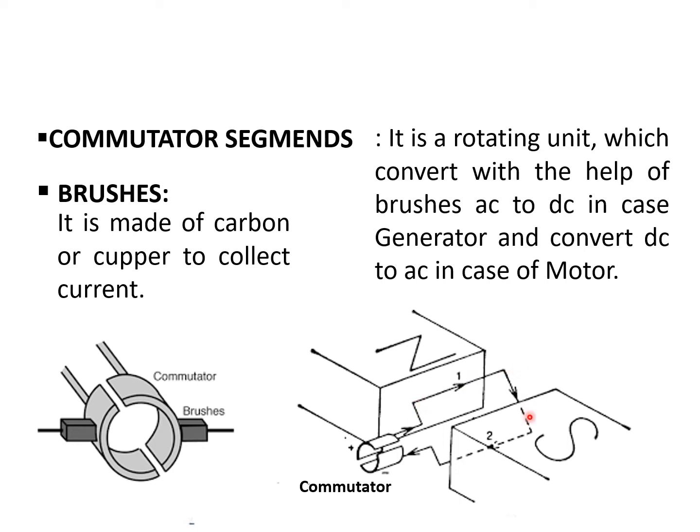This is another view of the commutator. These are the two commutator segments, and these are the armature conductors, the two conductors. This is the one-turn coil. One-turn coil means two conductors: conductor number 1 and conductor number 2.